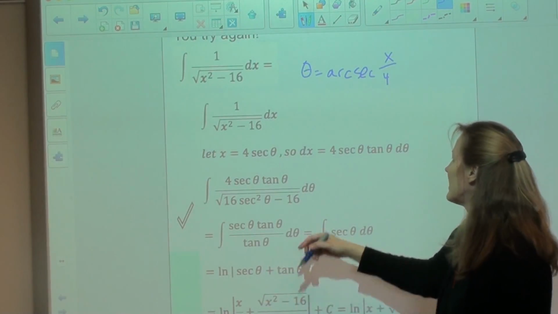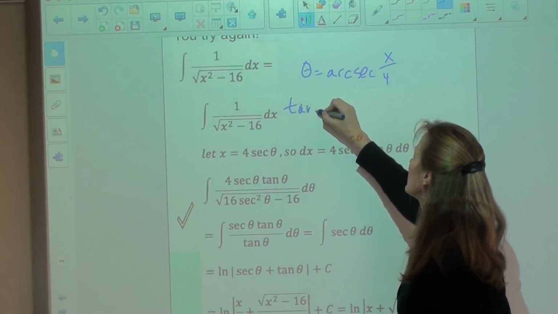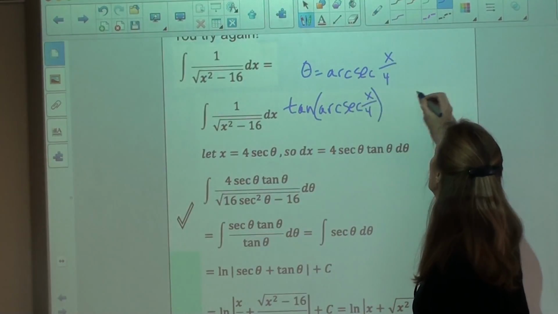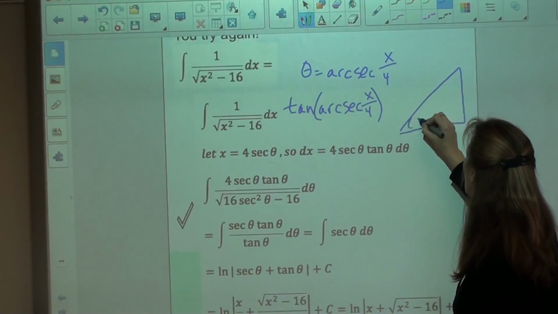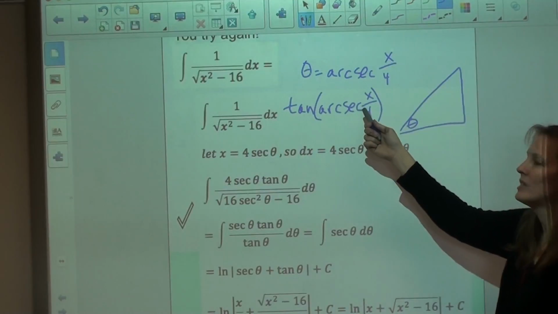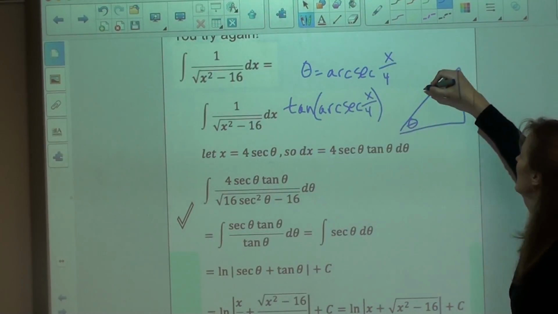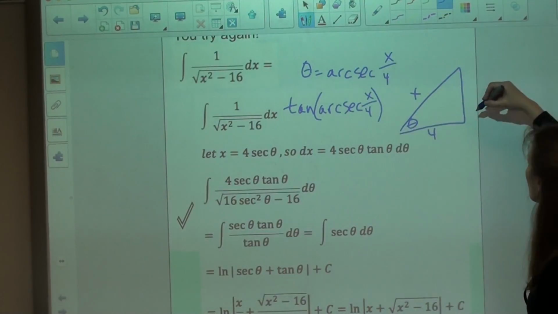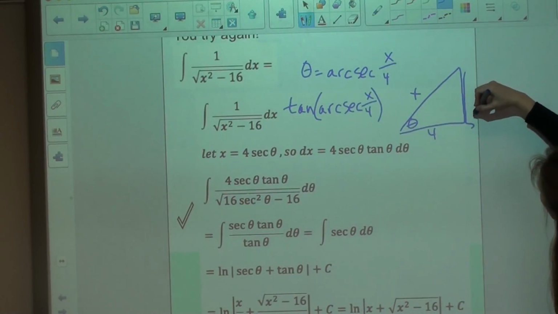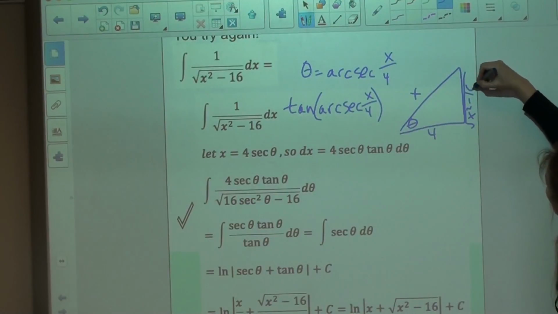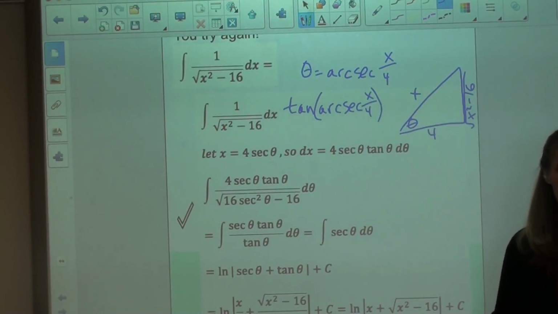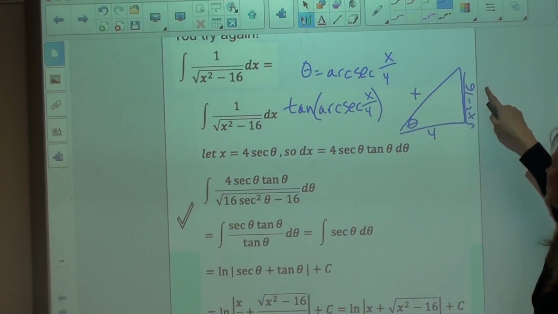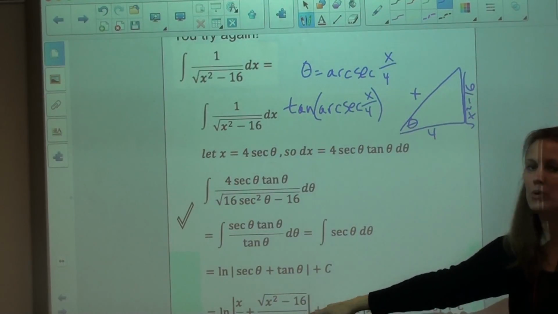So let's work on the tangent. You have tangent of the arc secant of x over 4. We draw a triangle. This is the angle whose secant is x over 4. Secant is hypotenuse over adjacent. By the Pythagorean theorem, this side is the square root of x squared minus 4 squared. Then your tangent is opposite over adjacent, so root x squared minus 16 over 4.